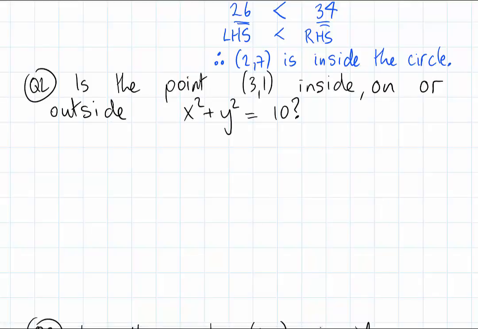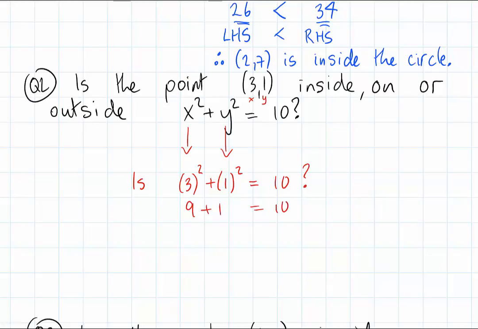Okay, we look at example 2. Is the point (3, 1) inside, on or outside this circle? So again, this 3 is x and 1 is y. So by substituting directly into this equation, we could say that this is 3 squared and this is 1 squared. So we're trying to investigate, is this equal to 10? So we get 9 plus 1 equals 10. So 10 is equal to 10. So we can see exactly that this is correct.